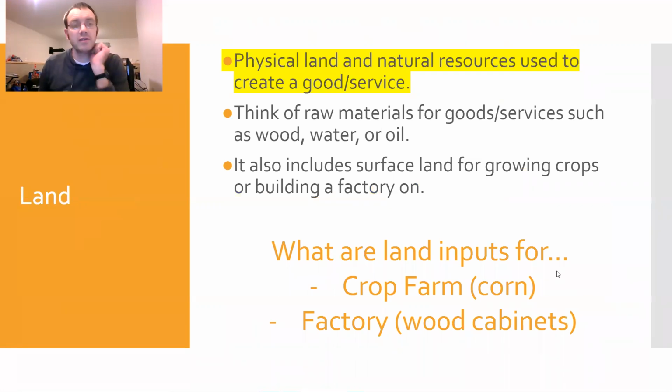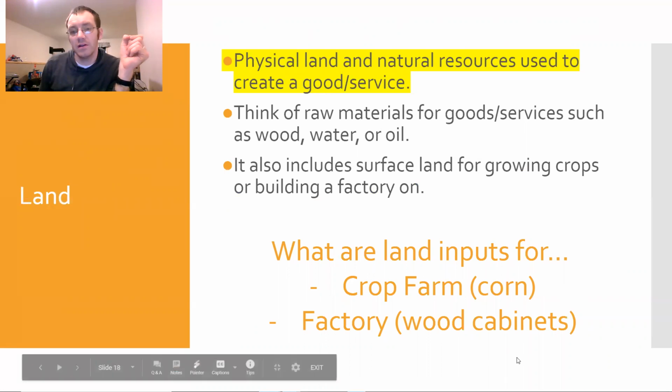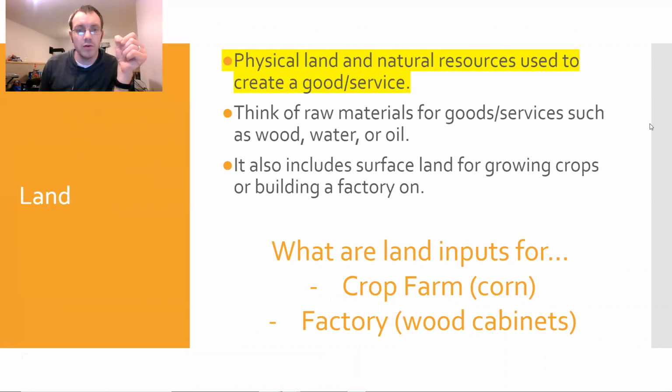So our first factor is land. And this is going to be the physical land that you need for that good, but it also could be the natural resources used to create that good as well. So the raw materials are what you really look at with land. It could be wood, water, oil, coal, metal, rubber, whatever it might be. Okay. But it's also going to include the big surfaces that you need for putting a factory on or a parking lot or for growing crops.